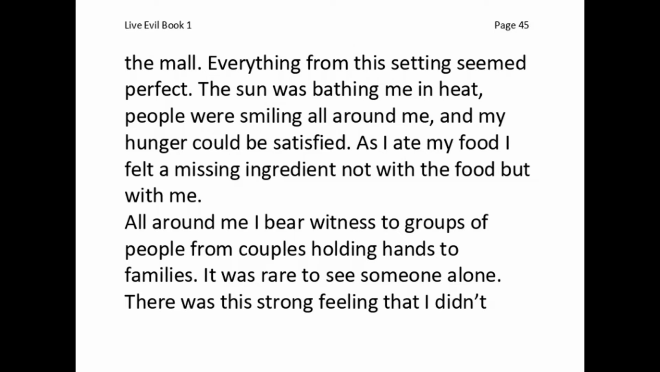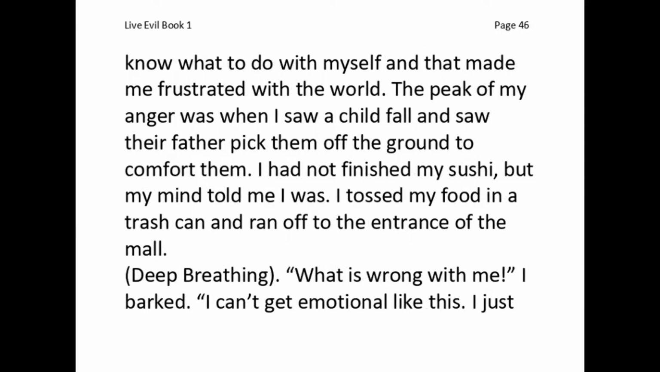As I ate my food, I felt a missing ingredient, not with the food, but with me. All around me, I bore witness to groups of people, from couples holding hands to families. It was rare to see someone alone. There was this strong feeling that I didn't know what to do with myself and that made me frustrated with the world. The peak of my anger was when I saw a child fall and saw their father pick them off the ground to comfort them. I had not finished my sushi, but my mind told me I was. I tossed my food in a trash can and ran off to the entrance of the mall.